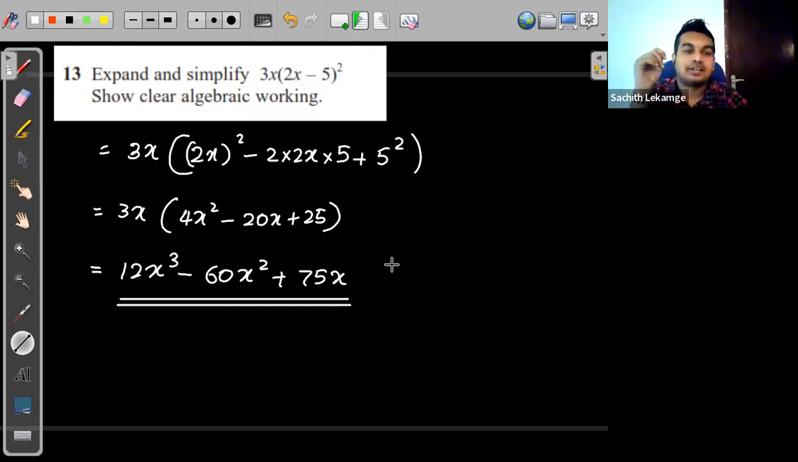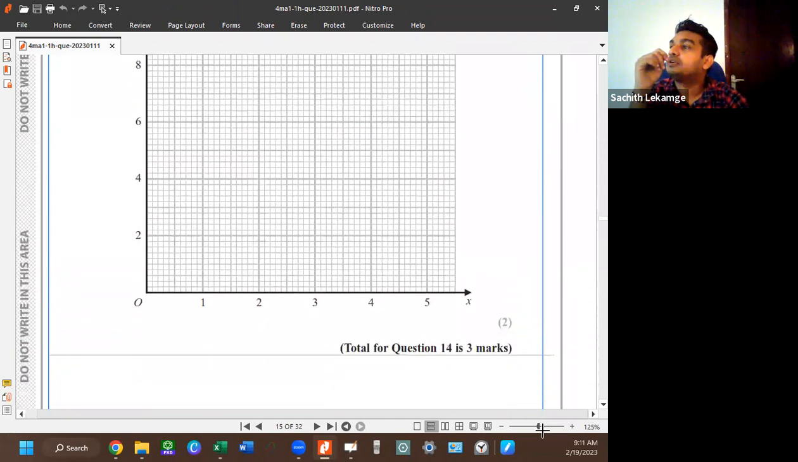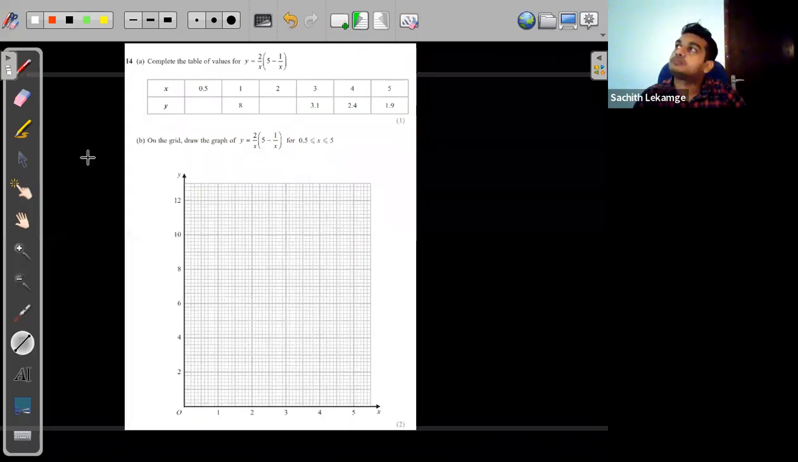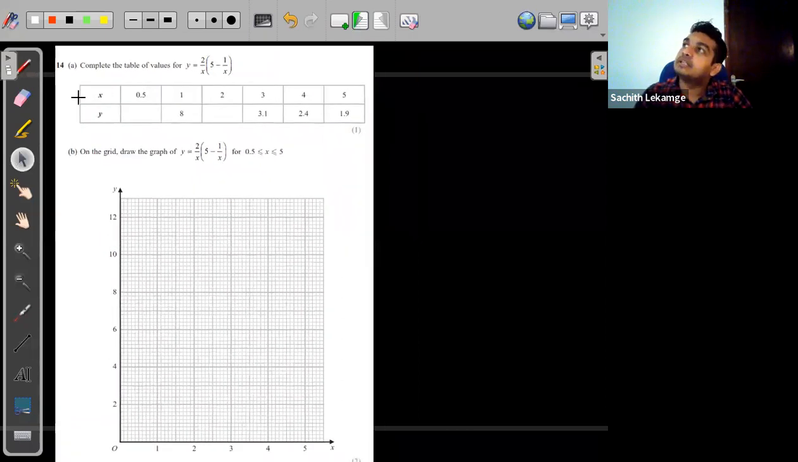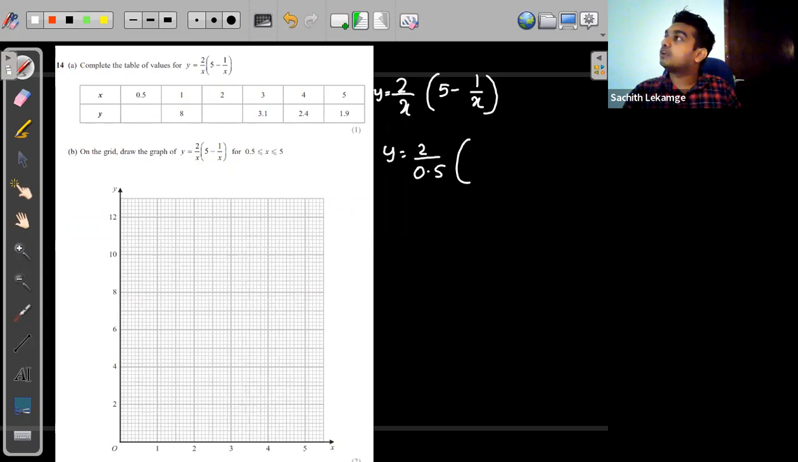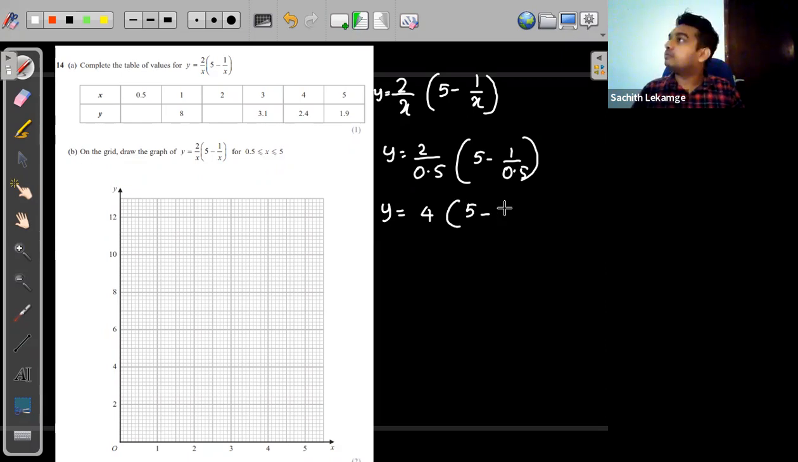This one. Okay, you need to draw the graph. You can use your calculator to fill the table. So it's 2 over x, 5 minus 1 over x equals y. So this is purely based on substitution. It's a calculator thing. So when x is 0.5, you can write 2 over 0.5 times 5 minus 1 over 0.5. Before you use a calculator, you can simplify it. Here, what is the value? 4 times 5 minus 1 divided by 2. You are getting 4 into 3, which is 12. You don't need a calculator. If you're good in numbers, very simple, right?